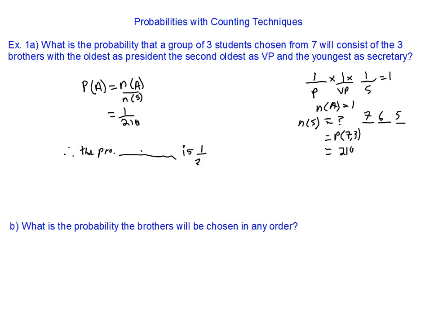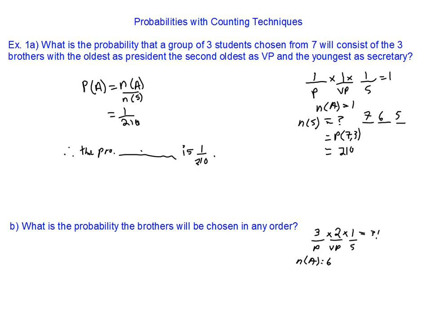All right, let's change the question slightly. And let's look at what is the probability that the brothers will be chosen and their order doesn't matter. So again, we have these 3 spots, the president, the vice president, and the secretary. So we're saying we want to choose these 3 brothers. We don't really care what order they're in. Well, that means that there are 3 choices for the president, 2 for the vice, and 1 for the secretary. Or 3 factorial ways to make a choice. Again, those are desired outcomes, so that's NA. 3 factorial is just 6.